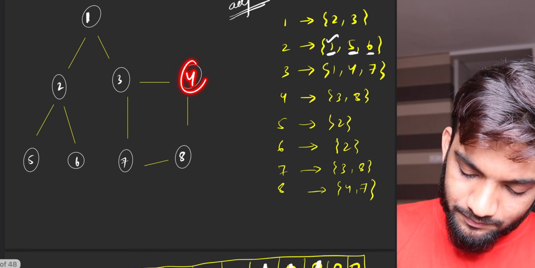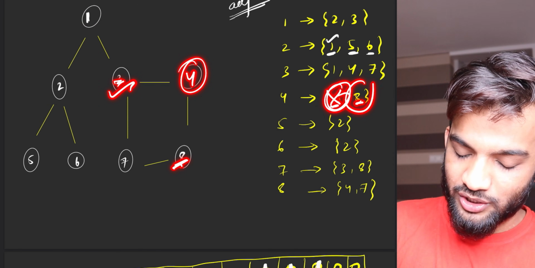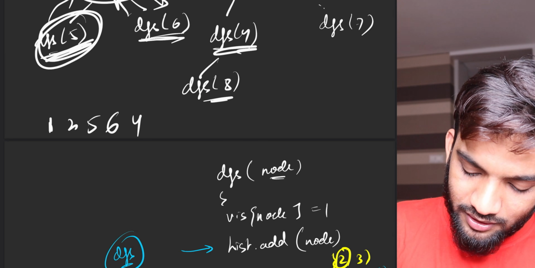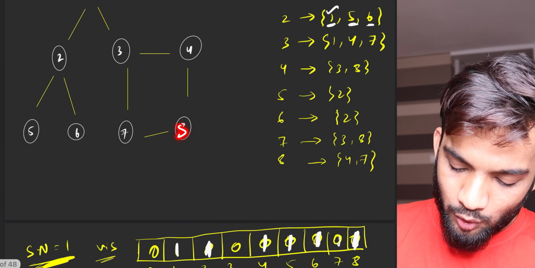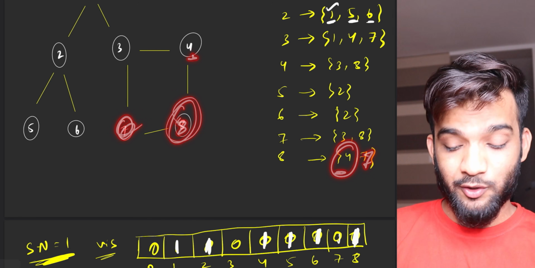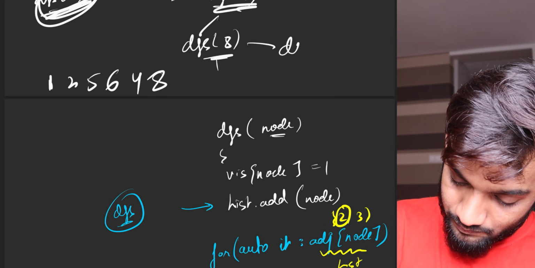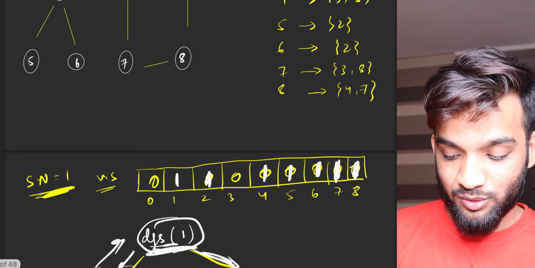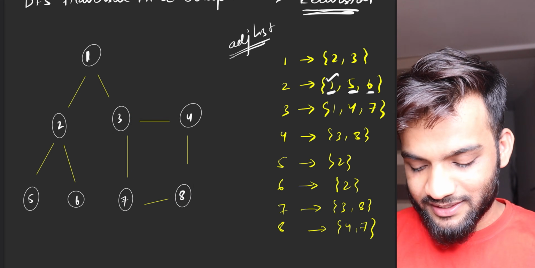Who are 4's neighbors? There should be 3 and 8. 3 is already visited, but 8 is not. So let's go to 8. Very simple. Going to 8, mark it visited. At the moment you go to 8, who are 8's neighbors? 4, no need to go. 7, okay, interesting. Let's go to 7. And 7 is visited. Now, who are 7's neighbors? 3 and 8.